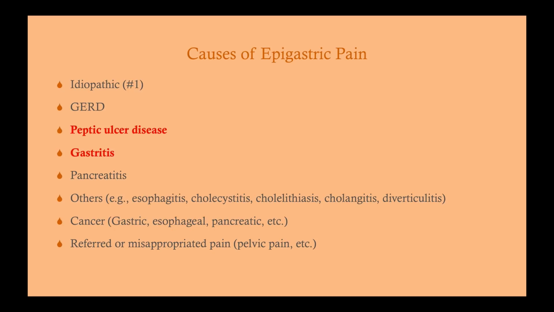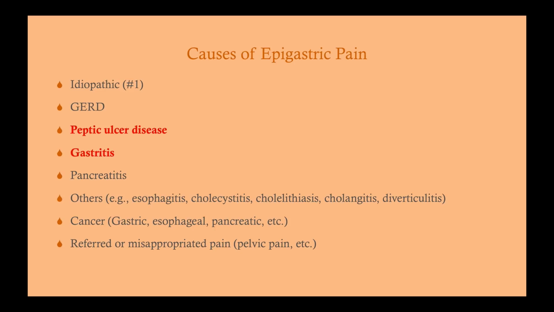Cholecystitis, cholelithiasis, cholangitis, as you can imagine, are going to involve some right upper quadrant pain. And diverticulitis will typically be lower, but they can all involve the epigastric area. So when you ask the patient to point to where their pain is, they may point to the epigastric area. So you always have to consider these in your differential.